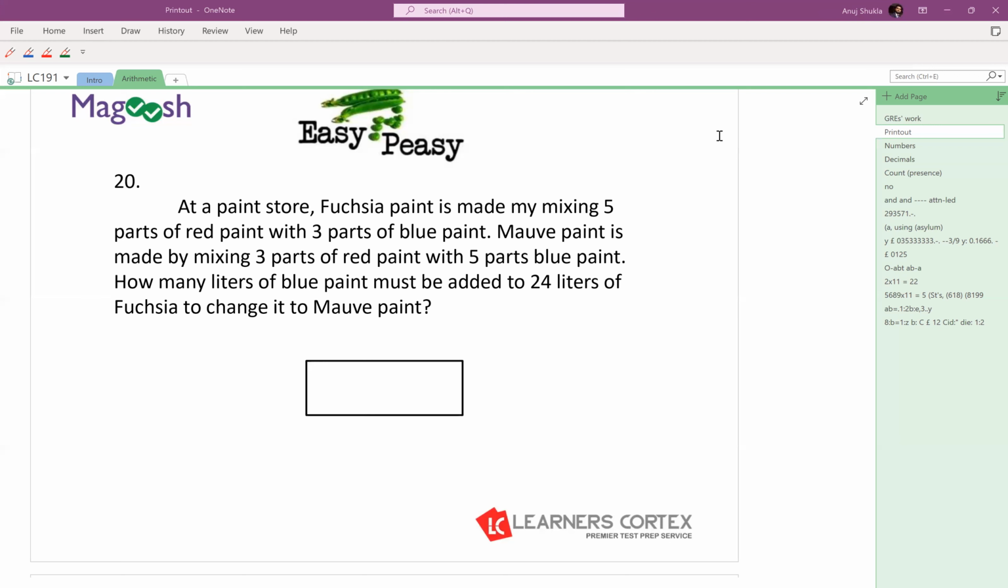So how can you solve this question? It's a very easy question. What they are saying? They are saying there's some paint.